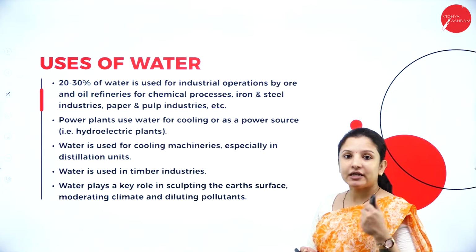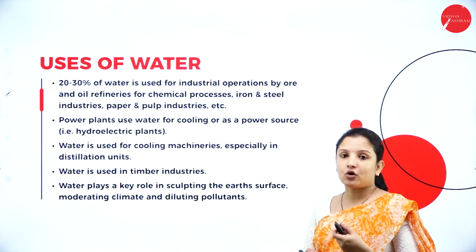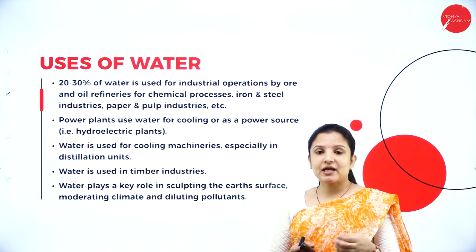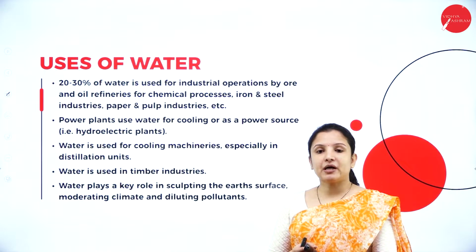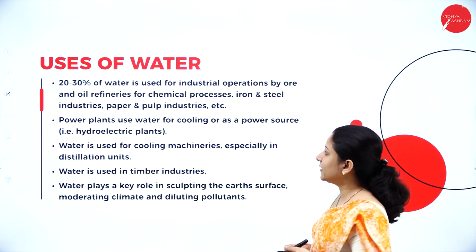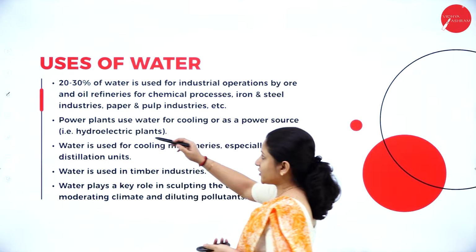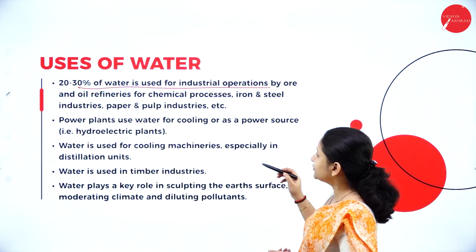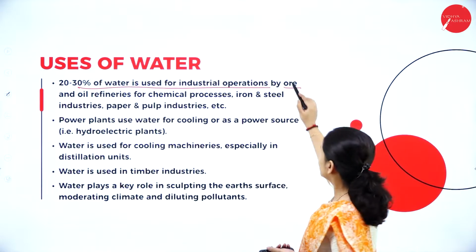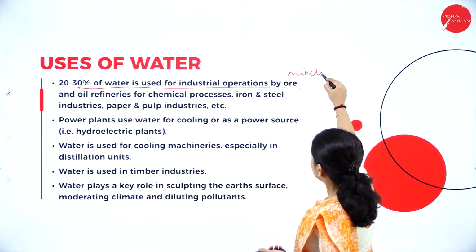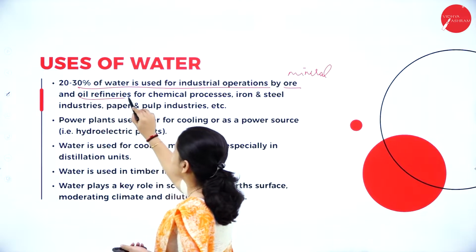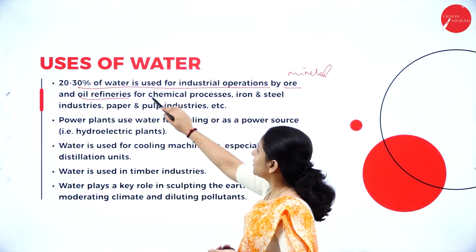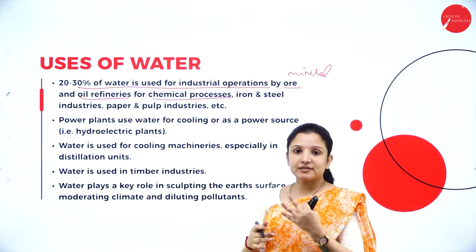And apart from that, industries also make use of water on a large scale. The best example is the mining industry. They make use of water on a large scale. The paper industries need a large amount of water to prepare the paper pulp and all that. So, 20 to 30% of fresh water is used for industrial operations and also for ores, that is mineral ores. For mineral mining and oil refineries it is used for chemical processes, that is for refining the minerals and the oil.